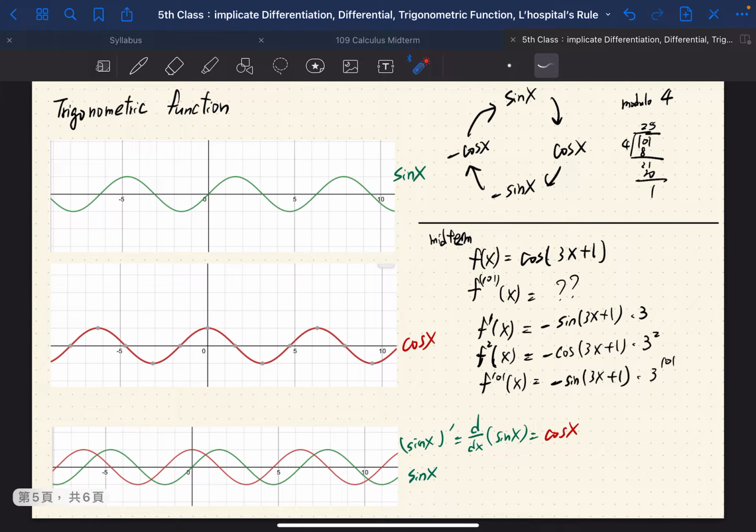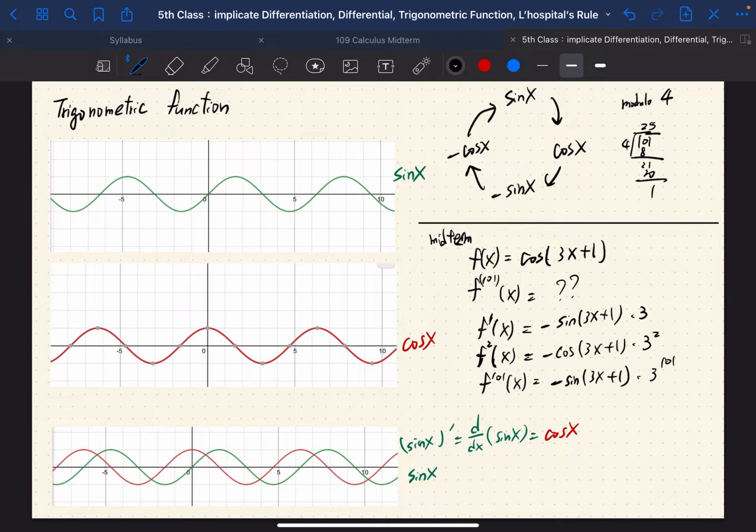Now let's look at trigonometric functions. Like in economics, it fluctuates. So this one is sine of x, and this one is cosine of x. And the derivative of sine of x is cosine of x. The derivative of cosine of x is negative sine x.